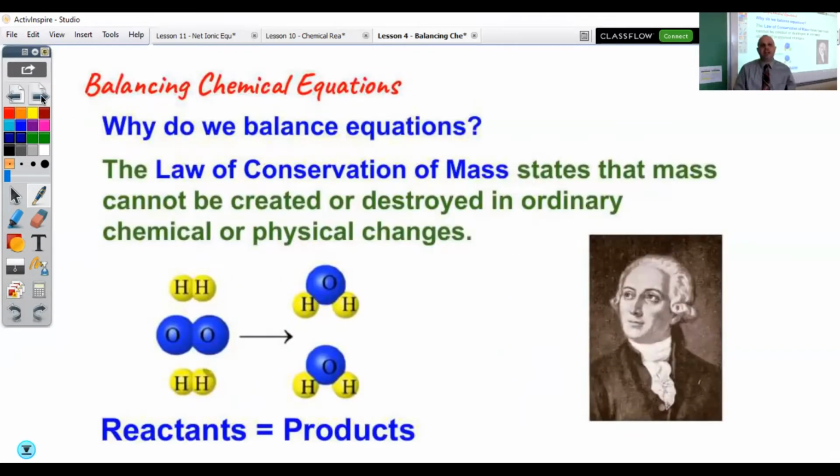So just real quick, the purpose of balancing equations is because chemical reactions must follow the law of conservation of mass. So basically what that means is whatever amount of material you start with, you have to end up with the same amount of material. So if I have 5 oxygen atoms on the left side, the reactant side of my chemical reaction, I have to wind up with 5 oxygen atoms on the right side when the reaction is all done.